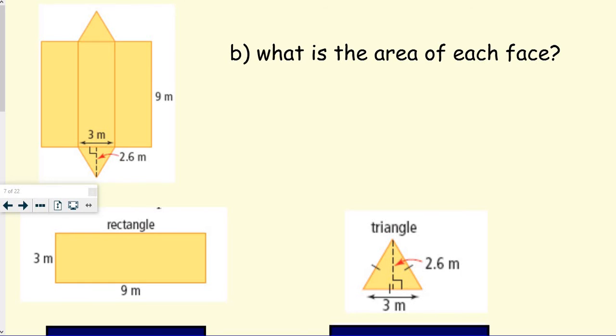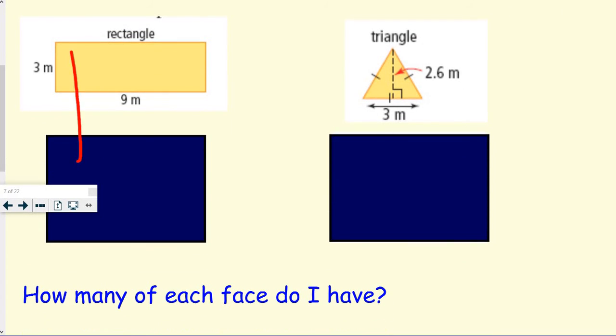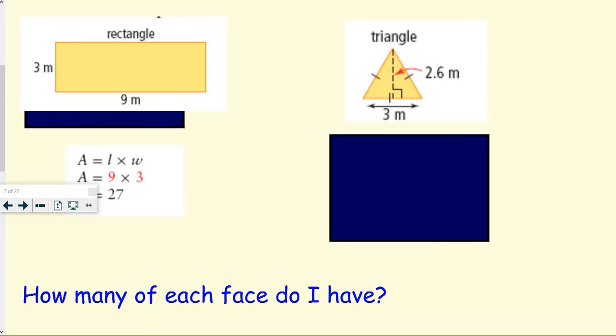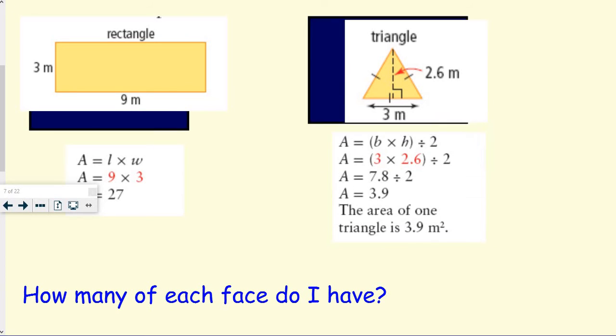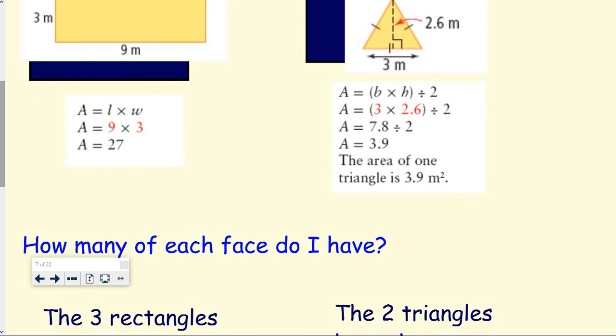So when we go down, the rectangle is 3 by 9. So 3 times 9 is the area of the rectangle. We take the triangle, it's 2.6 times 3 divided by 2. So the area of one triangle is 3.9, and the area of one rectangle is 27.